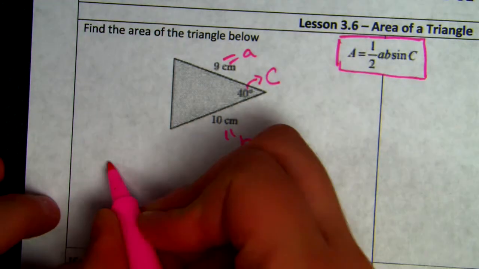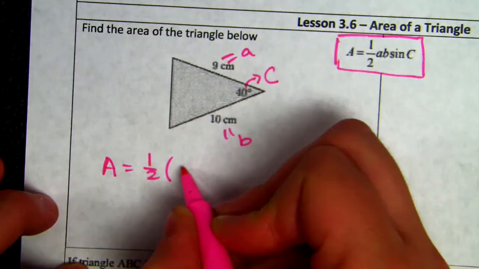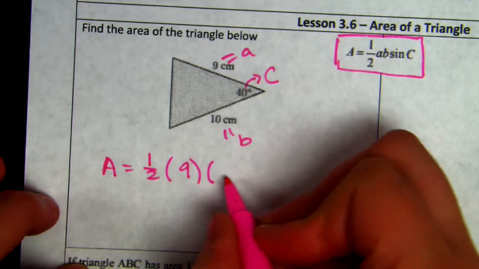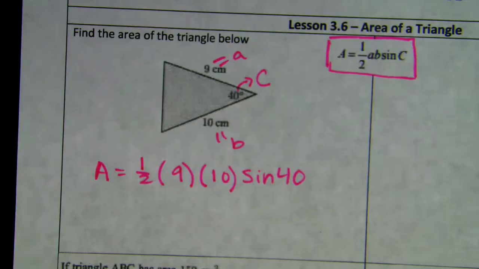So I'm going to write this out. We have the area equals 1/2 A, which is going to be 9, times B, which is going to be 10, times sine 40. Believe it or not, I can't do it in my head, so I'm going to run over and grab a calculator really quick. So let's do that together.